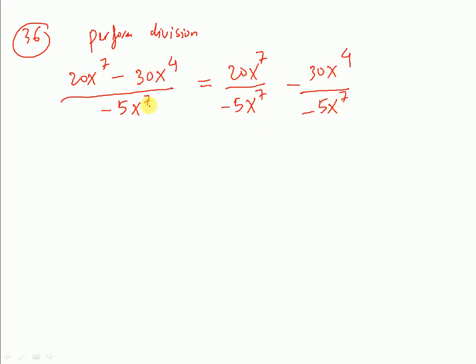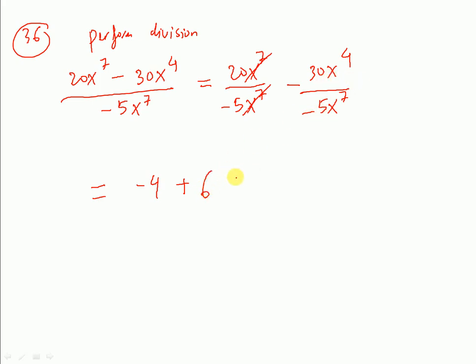Give me back this one. Now, the first one, x to the 7 and x to the 7, they cancel each other. 20 divided by minus 5 gives me minus 4. Now, x to the 4 over x to the 7, and we remember here, minus divided by minus gives me plus. 30 divided by 5 gives me 6.